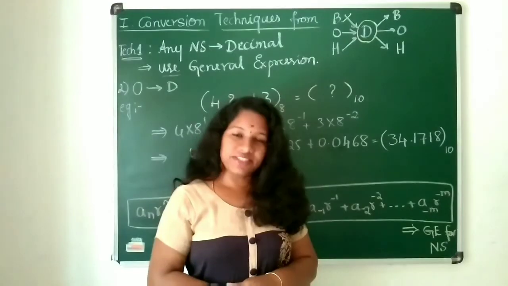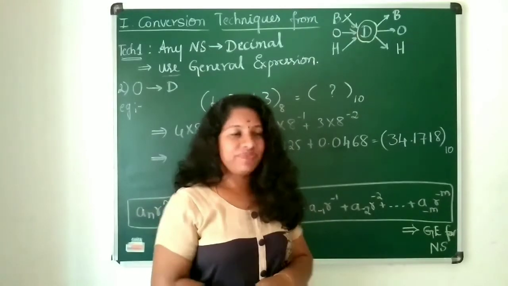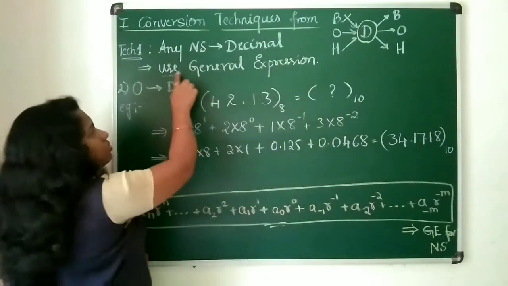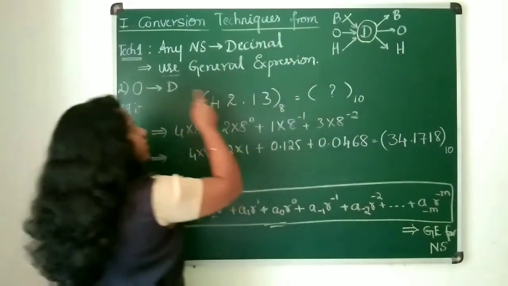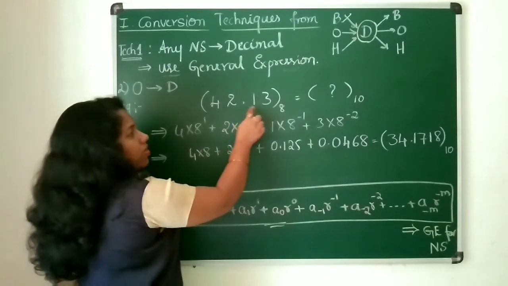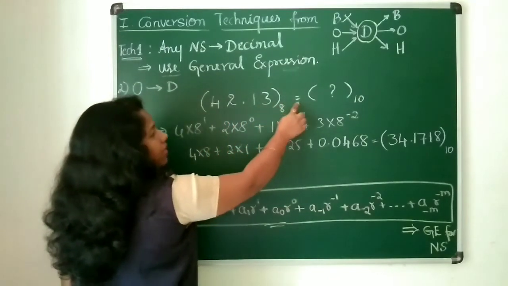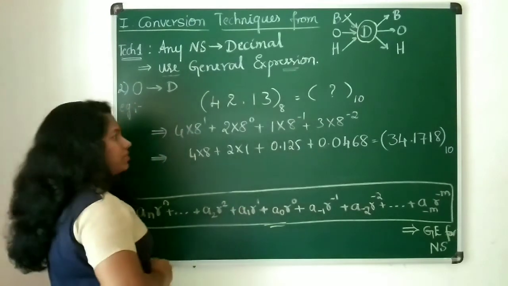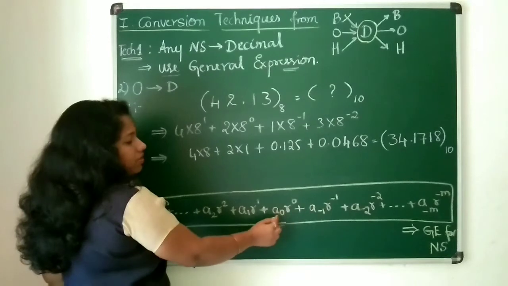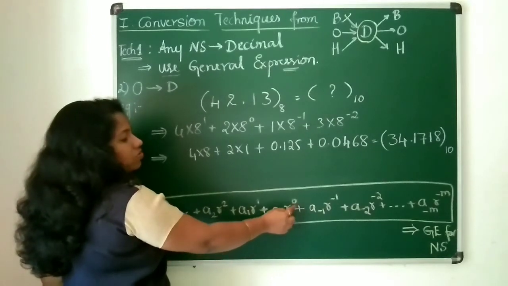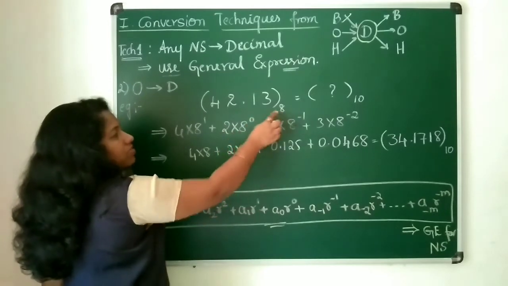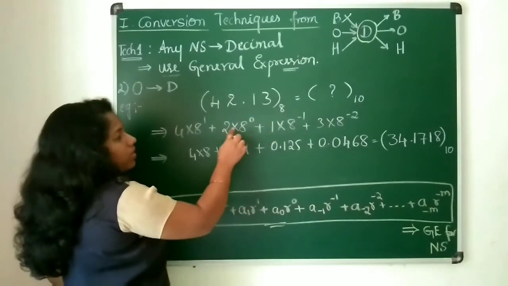Let's convert octal to decimal. When you are converting octal to decimal, the same hint: use the general expression for converting octal to decimal number system. Here I have taken 42.13 octal number. I need to find out a decimal value for this. So use the general expression. As you know, this is the unit position a naught multiplied by radix to the power of 0. That is what I have written. 2 into 8 to the power of 0. Radix value is 8 here. So 2 into 8 to the power of 0.